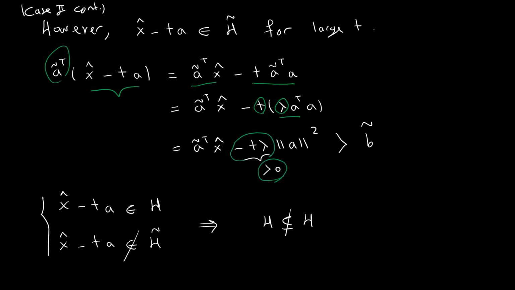Now if I increase t, I can violate that inequality and have all these greater than b tilde, which means that x hat minus t is not in H tilde, and finally we get H is not included in H tilde, and this is a contradiction to what we have assumed for our assumption. So that concludes the second case. In the next slide, we are going to see what happens to the third case.